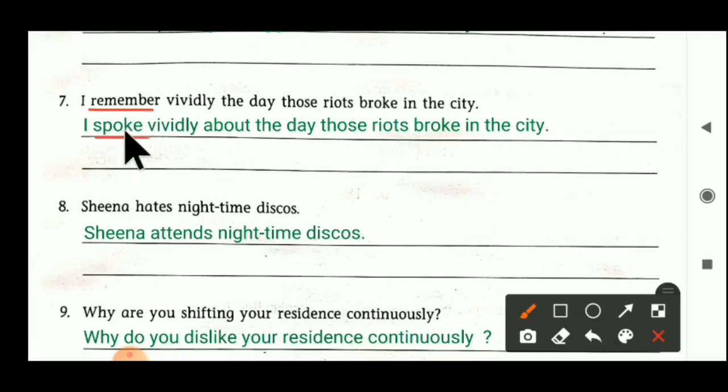Here I use spoke as a dynamic verb. Remember is a stative verb. I use spoke as a dynamic verb. Can you understand, students? Now the next one, number 8.